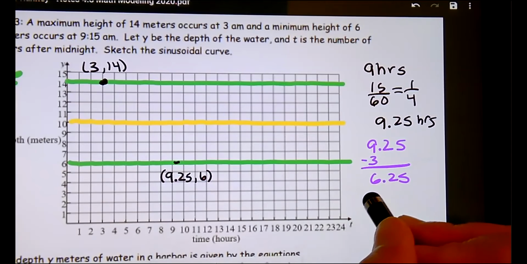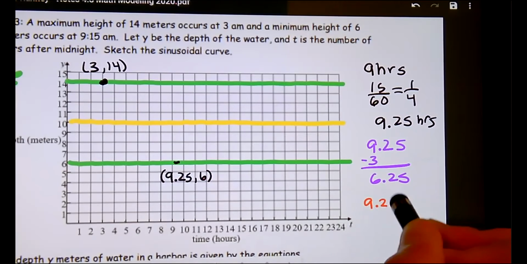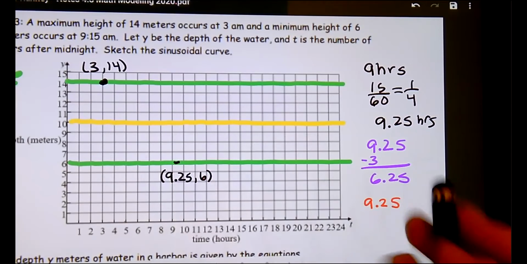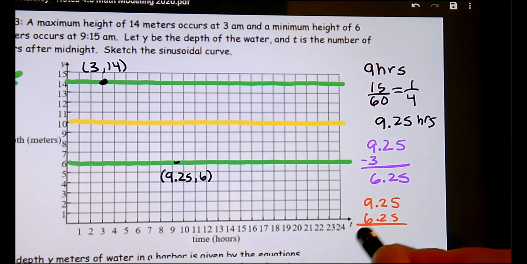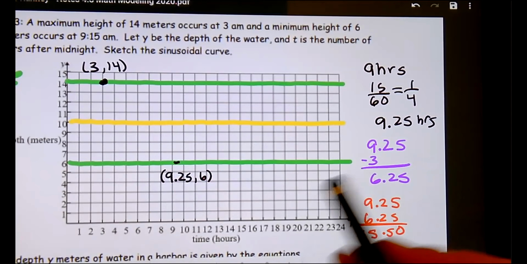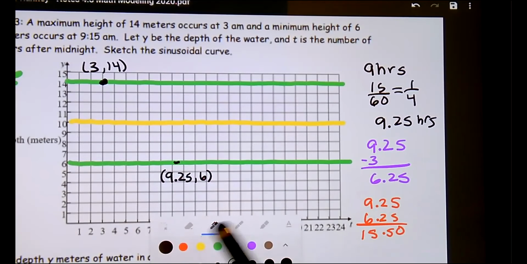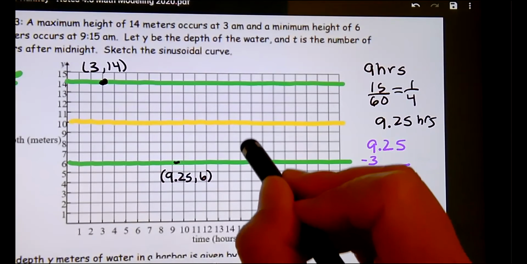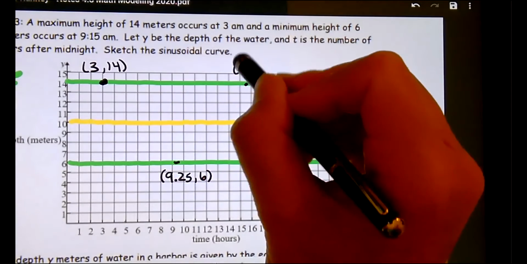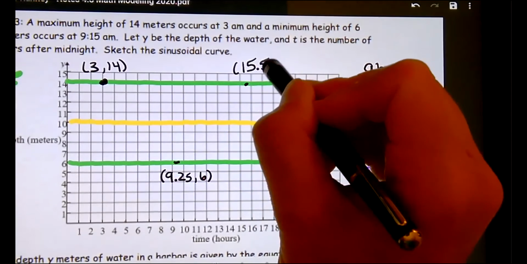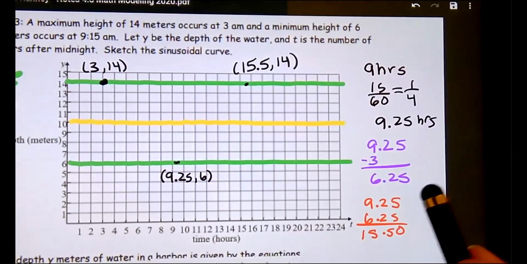So I could take 9.25, which is where my low is, add 6.25, and I end up at 15.5. So I'm going to go to 15.5, and that's going to be my high, and that's going to be at 15.5, 14.